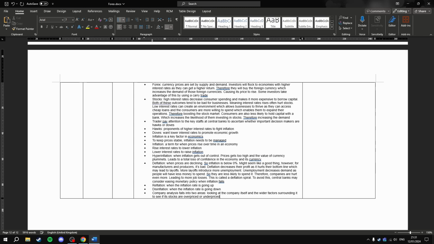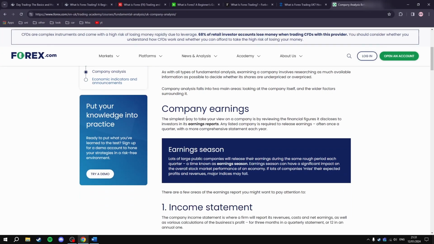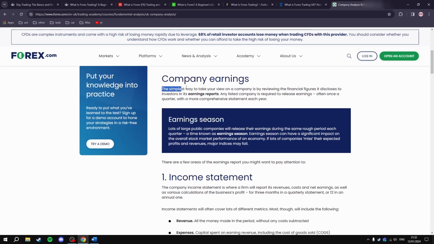Company earnings. The simplest way to take your view on a company is by reviewing the financial figures that it discloses to investors in its earnings reports. Any listed company is required to release earnings, often once a quarter, with a more comprehensive statement each year.